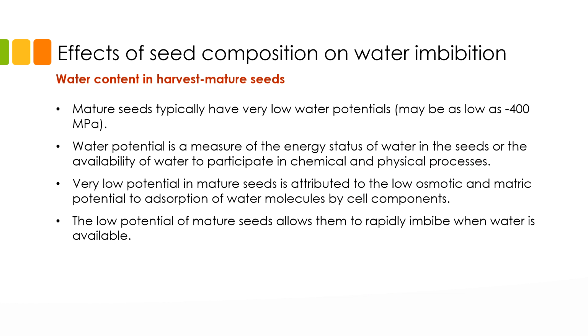Seeds at harvest maturity typically have very low water potential. Water potential is a measure of the energy status of water in the seeds, or the availability of water to participate in chemical and physical processes. Seeds at harvest maturity have water potential as low as negative 400 megapascals. The very low water potential in mature seeds is attributed to the low osmotic and matric potential due to adsorption of water molecules by cell components. This low water potential in mature seeds allows them to rapidly imbibe when water is available.